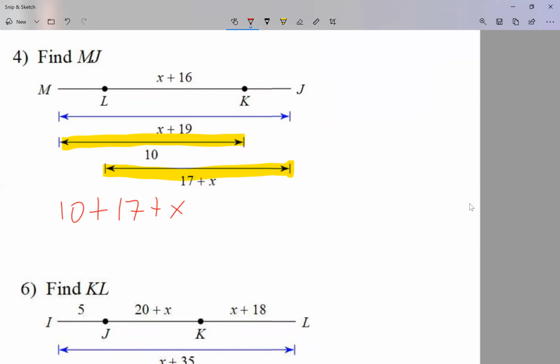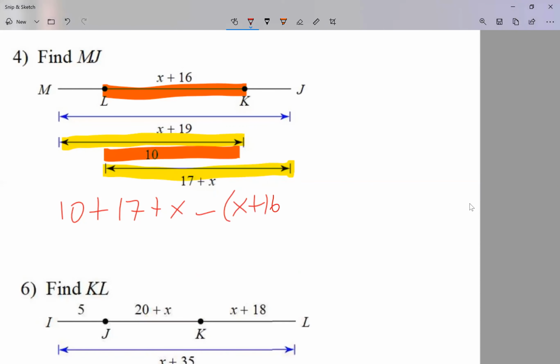I added those two segments, but I notice there's a section where they overlap, which is this much. Interesting that I know that's x plus 16. So I'm going to say, let me subtract x plus 16. Notice I put the x plus 16 inside parentheses. And this is equal to, now the whole segment I can tell is x plus 19.